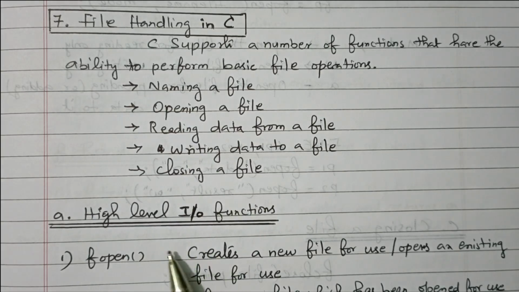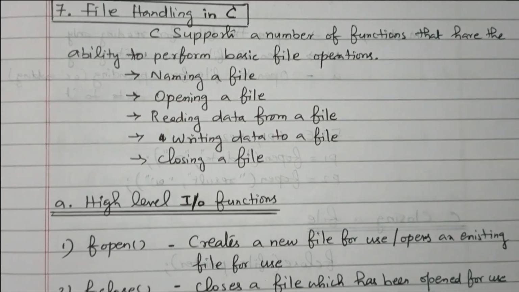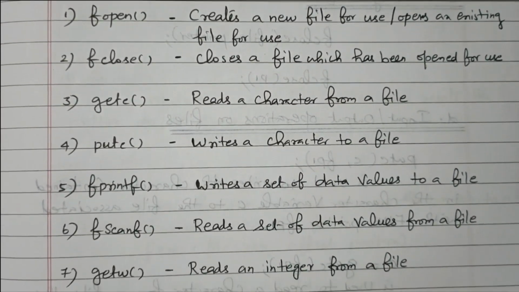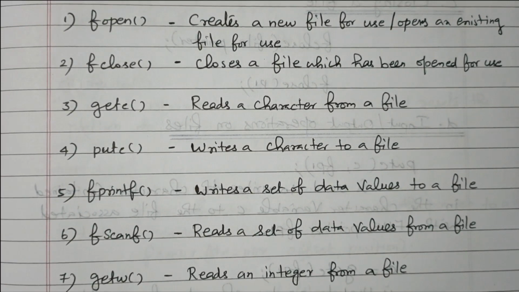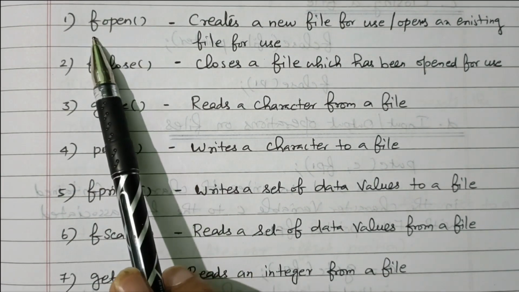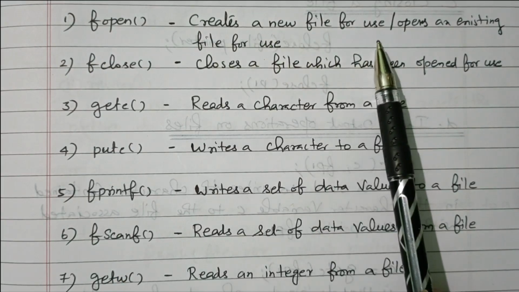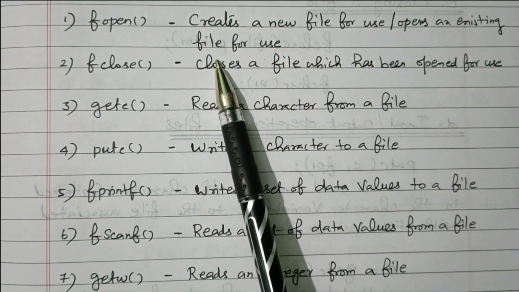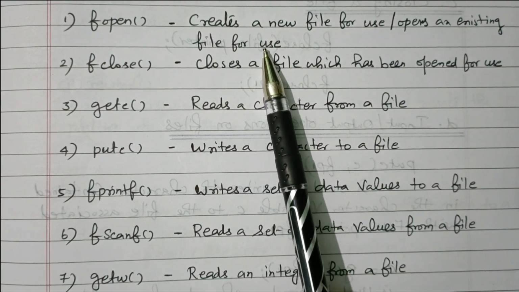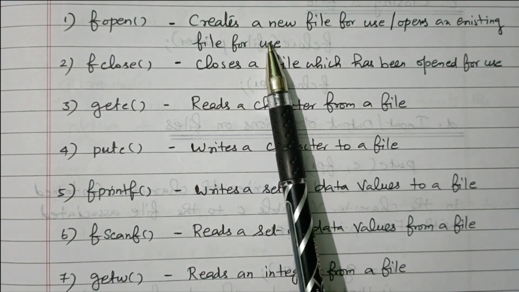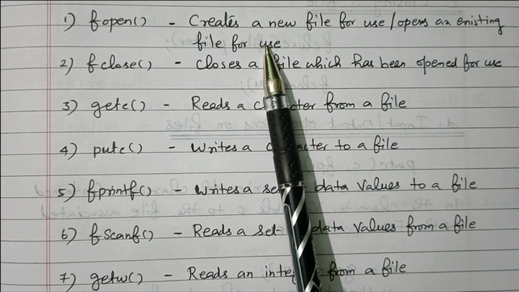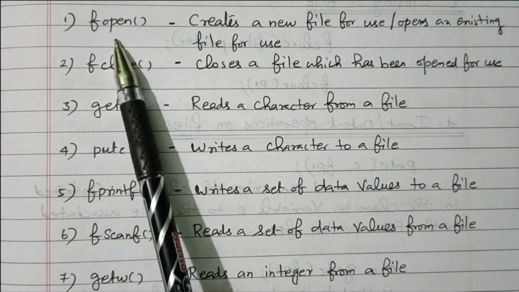For that we have high level input output functions available. In order to open, close, read, write and other operations, the IO functions are available. We'll see these IO functions one by one. First one is fopen. This f refers to the file. It creates a new file for use or opens an existing file for use. We can create the new file. Otherwise, if the file is already available, that also we can open by using the function fopen.